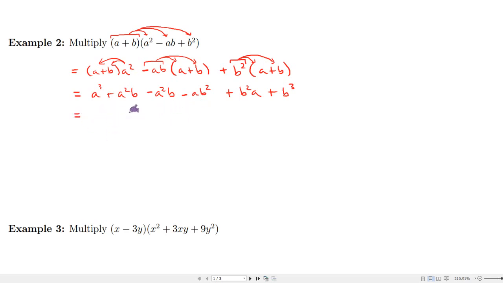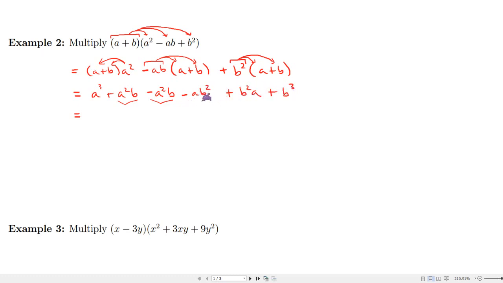Can we simplify this at all? Do we have like terms? Well, let's see. Do we have any other a cubed terms? It doesn't look like it. Do we have any a squared b terms? So a squared b, we actually do, right? You see that this term and this term are actually the same, so they would cancel. Any other a squared b terms? No, it doesn't look like it.